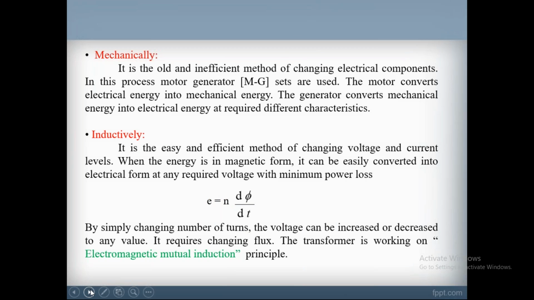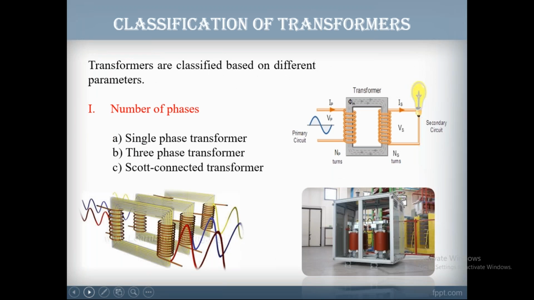Now we'll see the classification of transformers based on different parameters. The first one is the number of phases. Classification is one of the most important questions from the theory. The transformer is classified based on different parameters, and the first parameter is the phases. We have three types of transformers based on phases: single phase transformer, three phase, and Scott connection.